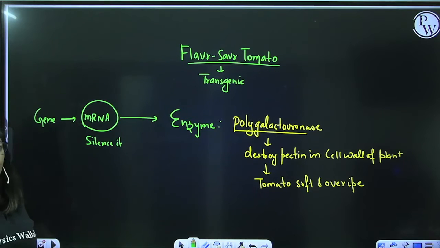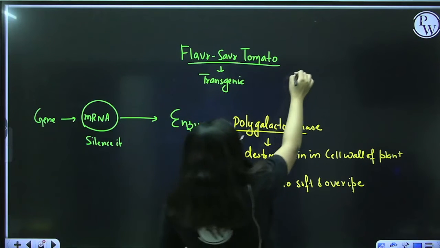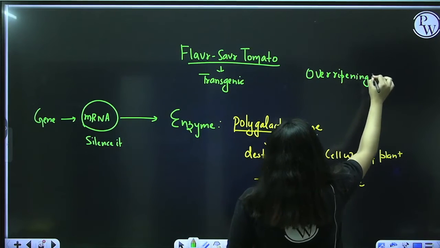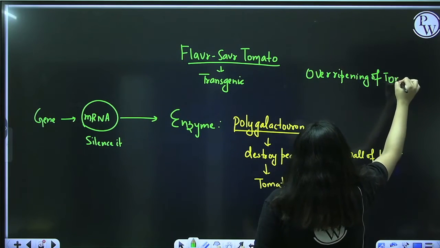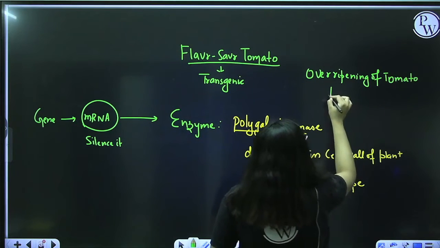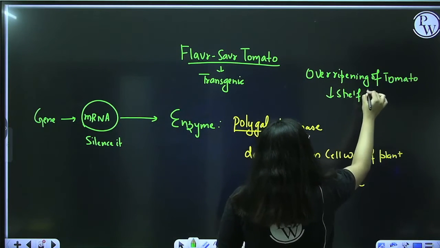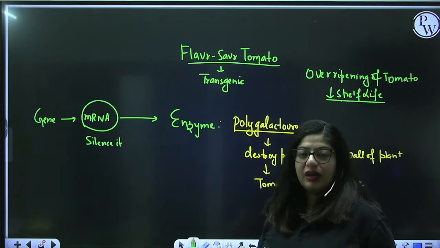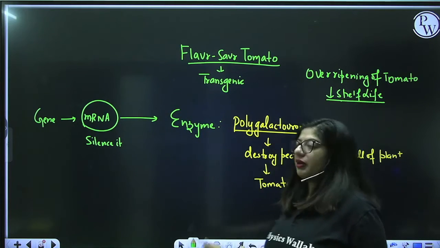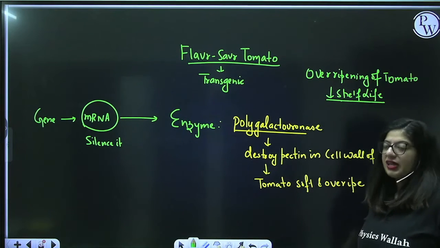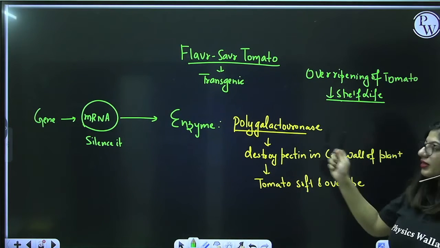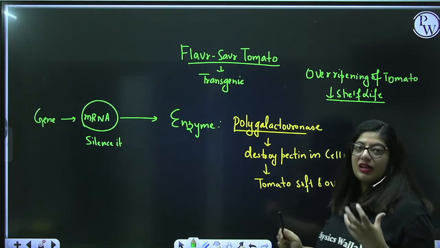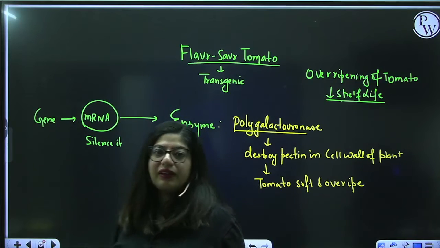Okay, so the problem was overripening of tomato. They have low shelf life. So how did we increase the shelf life? We produced a new tomato known as Flavr Savr, in which we silenced the mRNA that produced this enzyme polygalacturonase, which destroyed the pectin. Once this is silenced, pectin will not be destroyed and your tomato will be firm and nice. Okay, so this was the thing that they did.